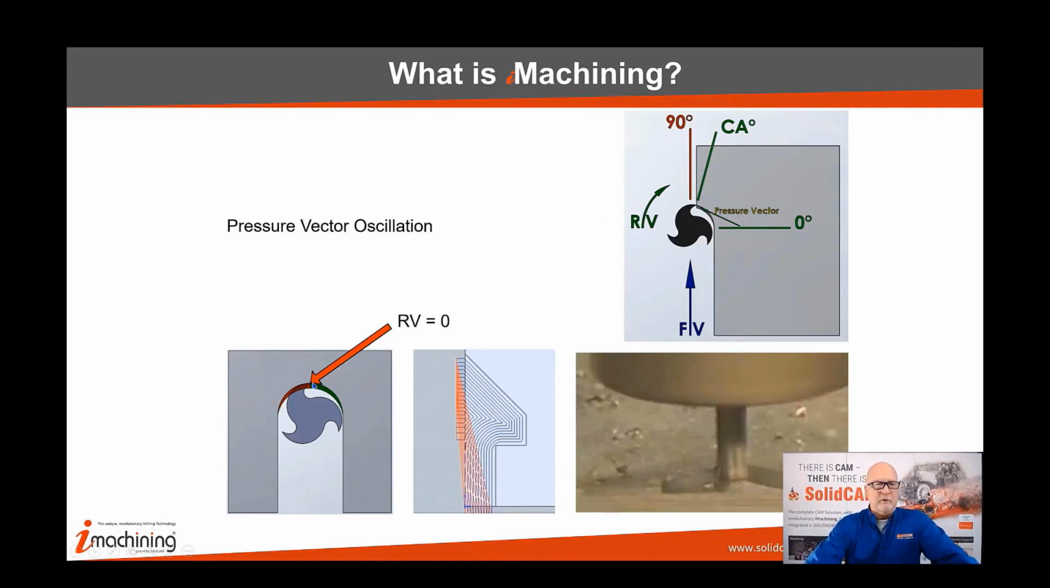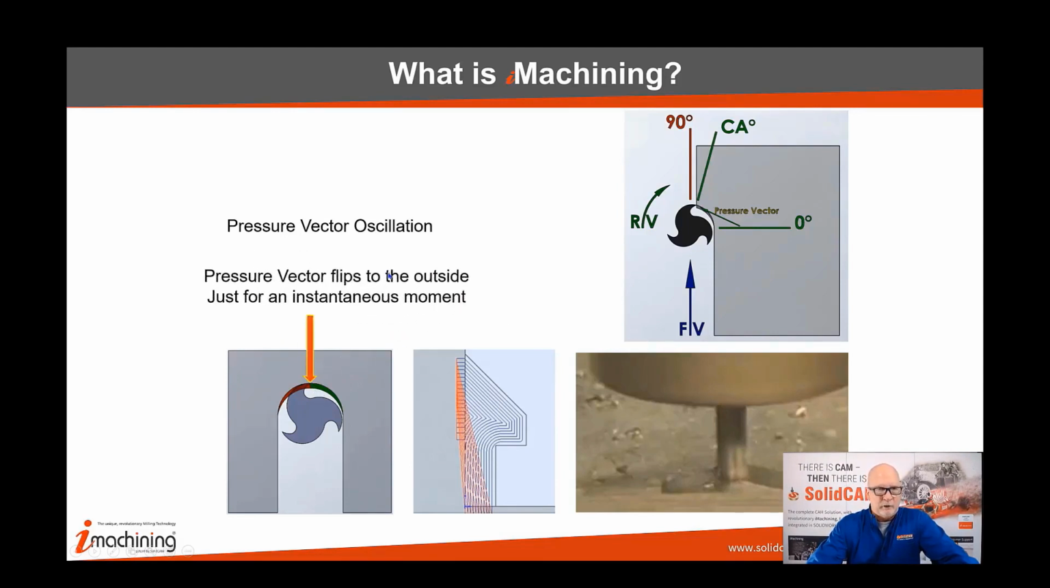Let's talk a little bit about the physics of what's going on right there. For an instant in time, as this flute passes the 90-degree quadrant, the effective rotational velocity, as it applies in the equation, the ratio of rotational velocity to forward velocity, becomes zero for a moment in time. But we still have forward velocity on the tool. Therefore, at this instant, that pressure vector flips to the outside. Now, it's just an instantaneous moment. It comes back in once the flute passes the quadrant. But that creates a huge harmonic vibration. It also does something else that we want to talk about.